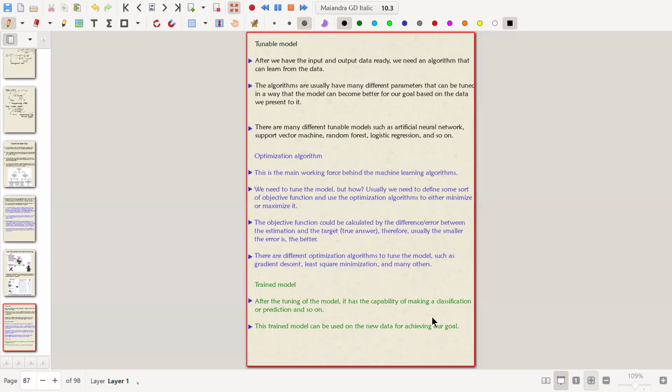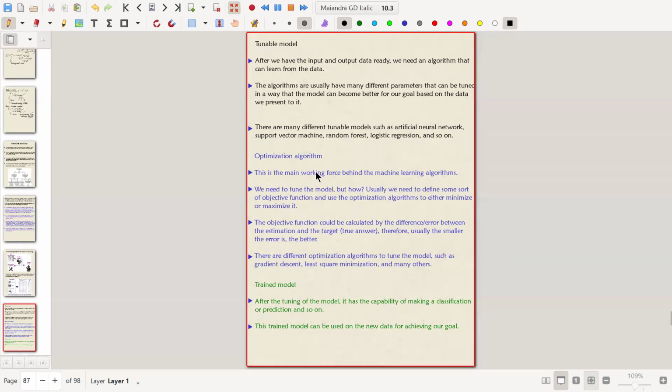Your algorithms will have a lot of different parameters. Which parameters you take is up to you and depends on the problem. In many machine learning algorithms, you will have an F score and a lot of different parameters, which we might see in code. You need to change them according to your need. There are many tunable models such as ANN, random forest, logistic regression, and so on.